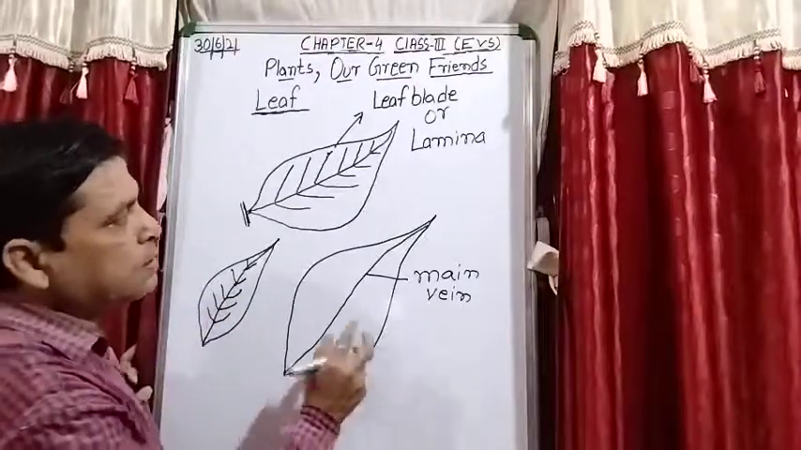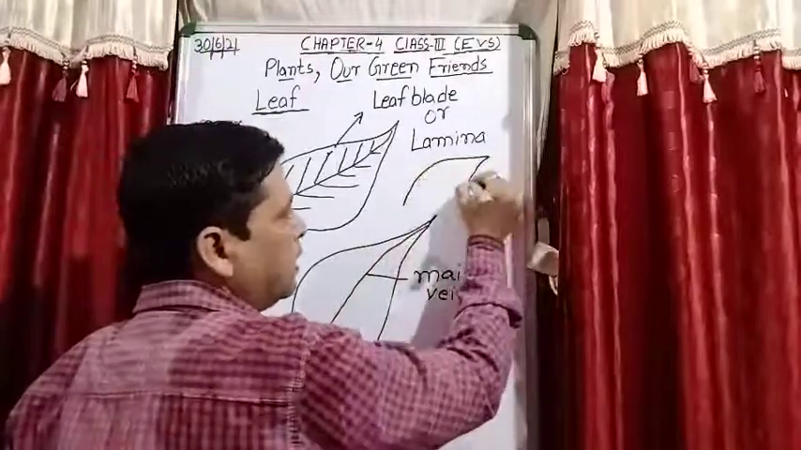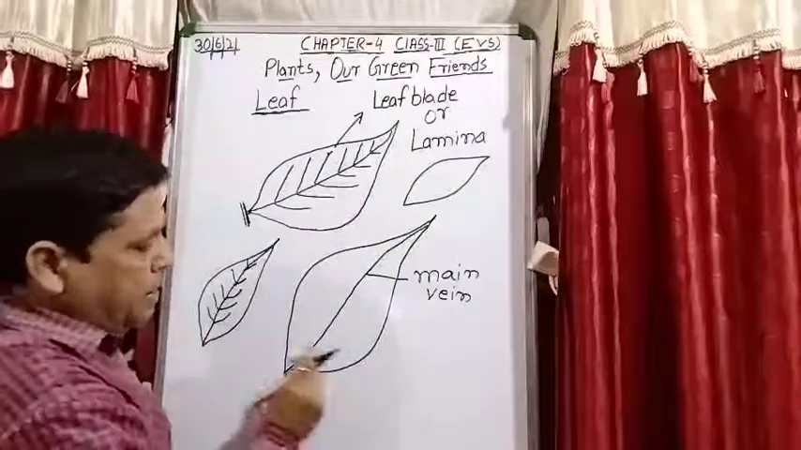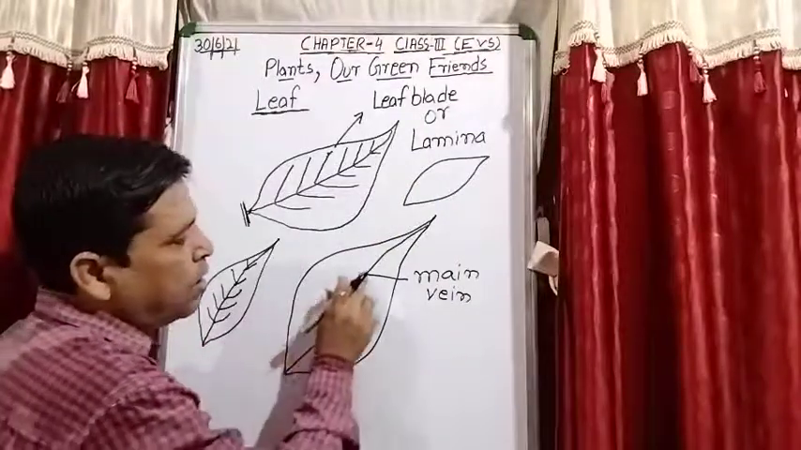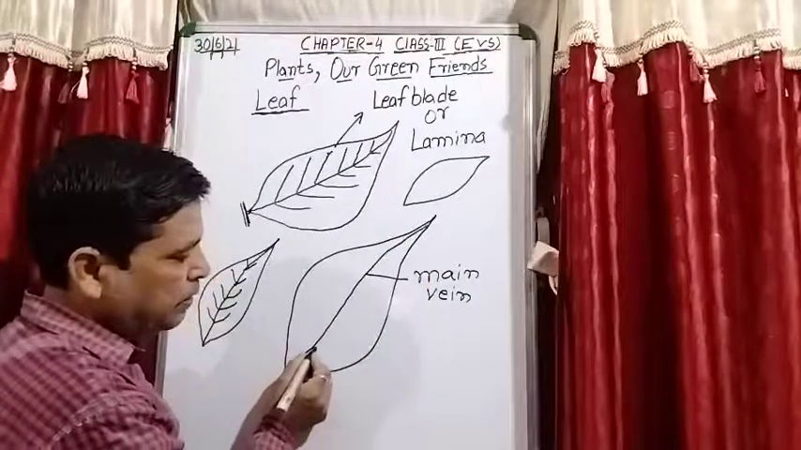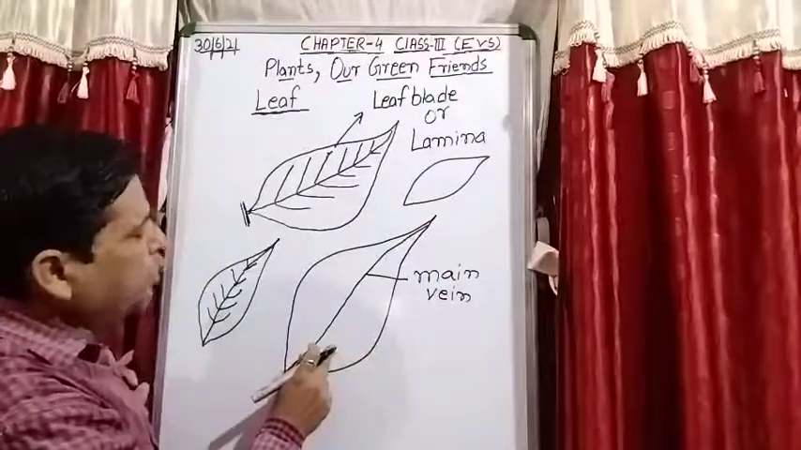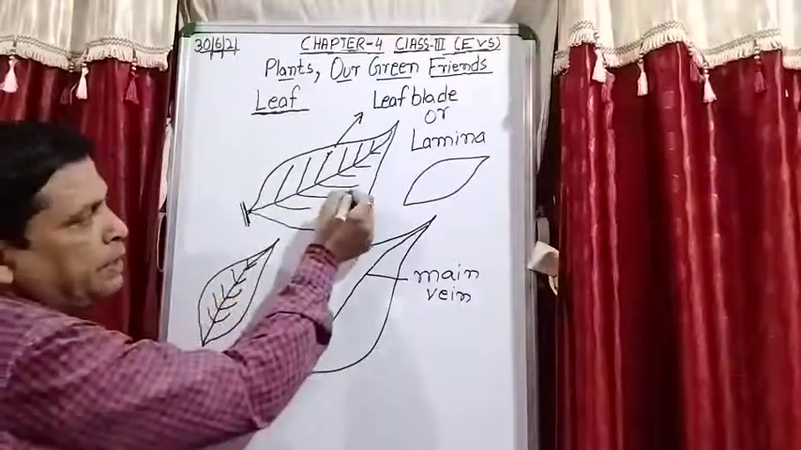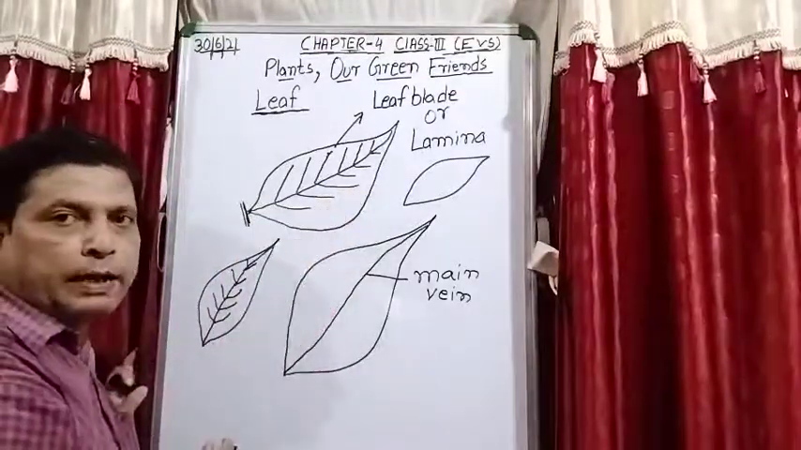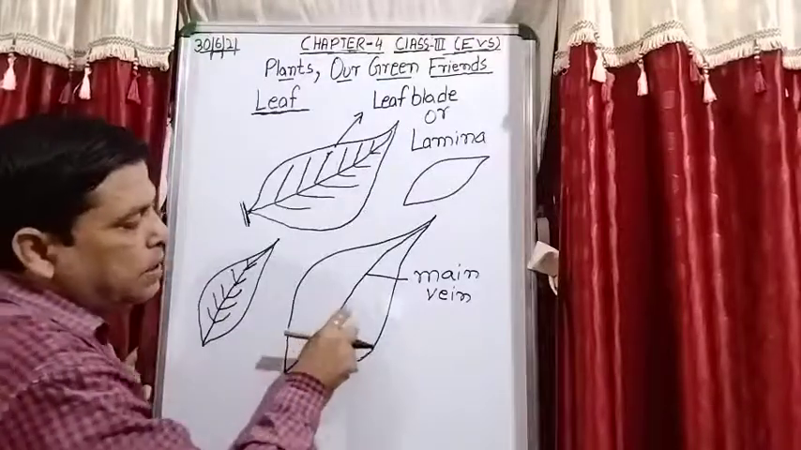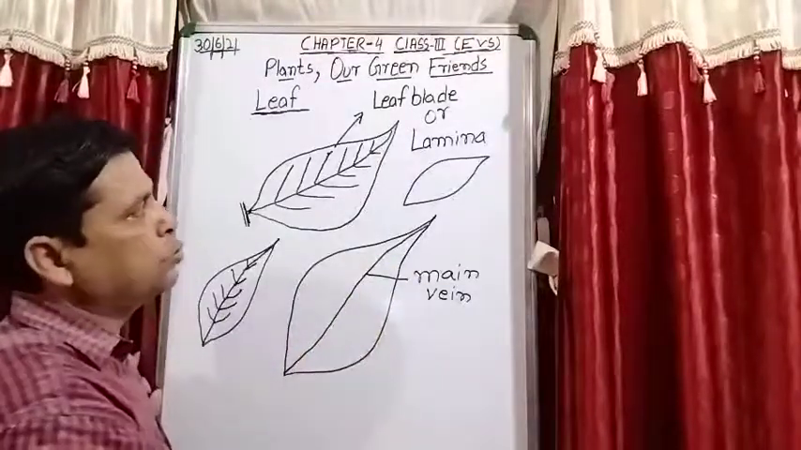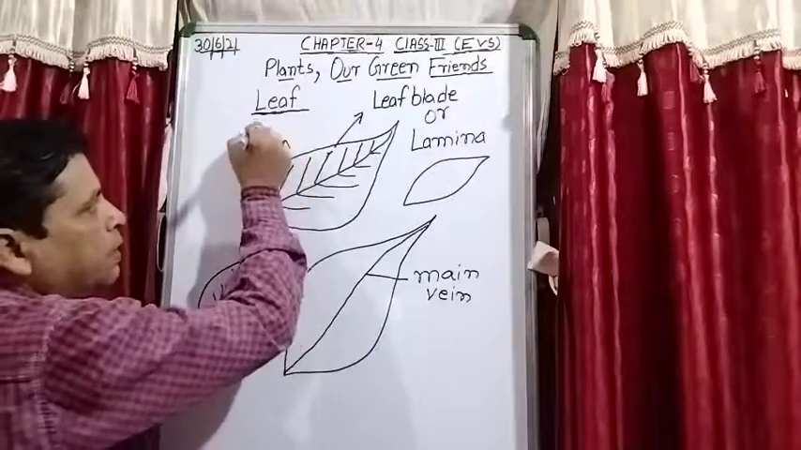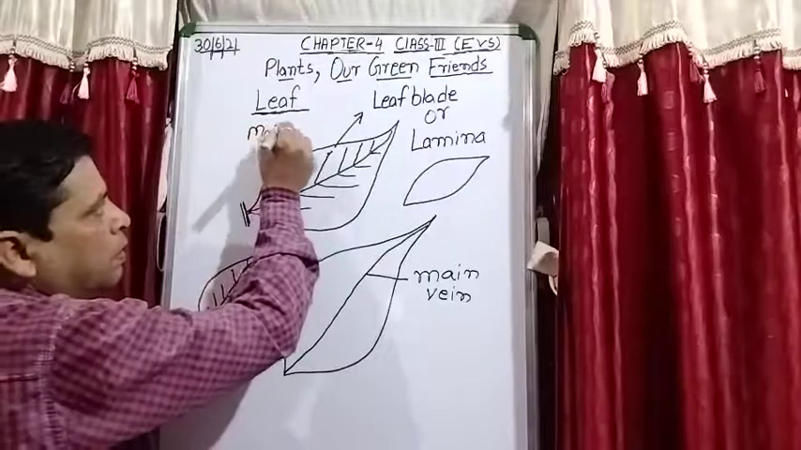Okay, this is a leaf. This is a structure of a leaf. In this I draw a main vein. This is why we say it as the main vein, because from this main vein you will see many side veins. So that is the reason we say this vein as a main vein. So this is known as your main vein.